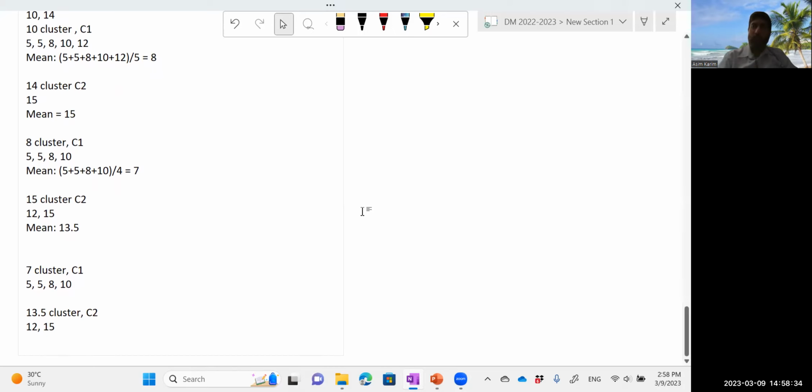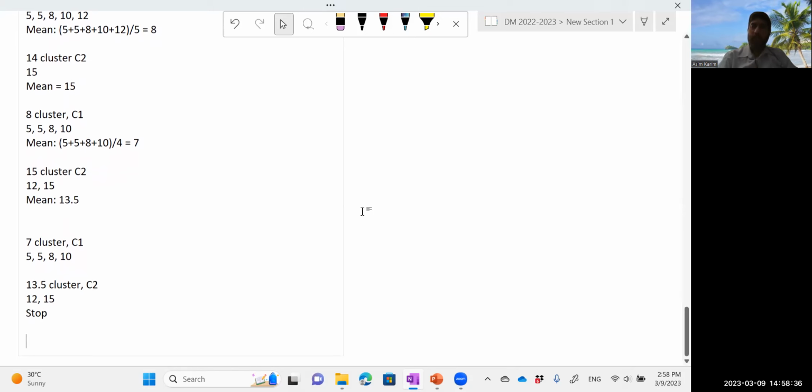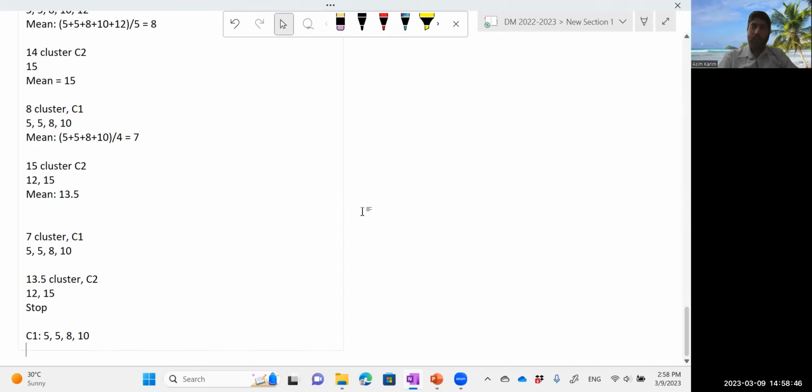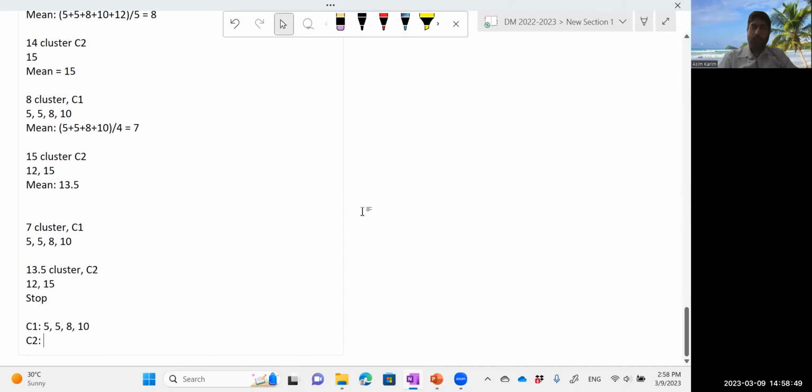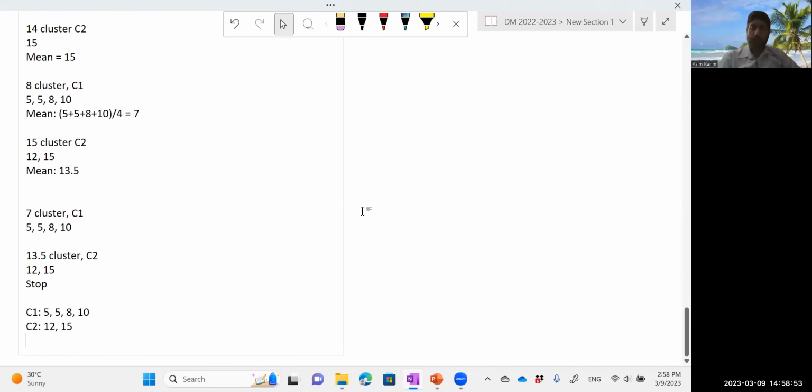So you notice that from this iteration to the previous iteration कोई change of clustering नहीं हुई. So that's where we stop. ठीक है, so we have the final clusters. Clusters में क्या है? पहले में C1, तो 5, 5, 8 और 10. और C2 उसमें क्या है? 12 और 15. ठीक है, so essentially this is the K-means clustering algorithm.